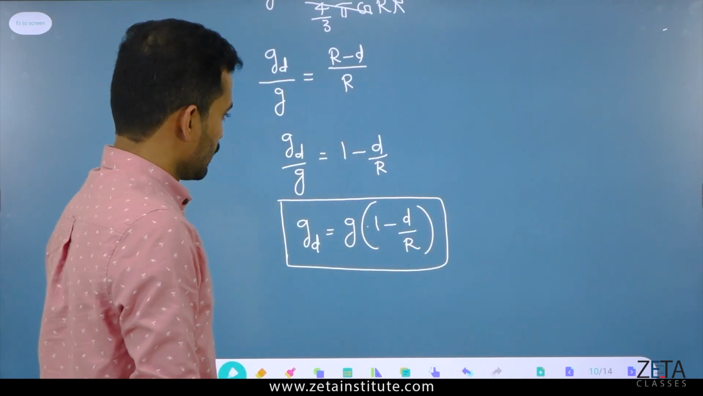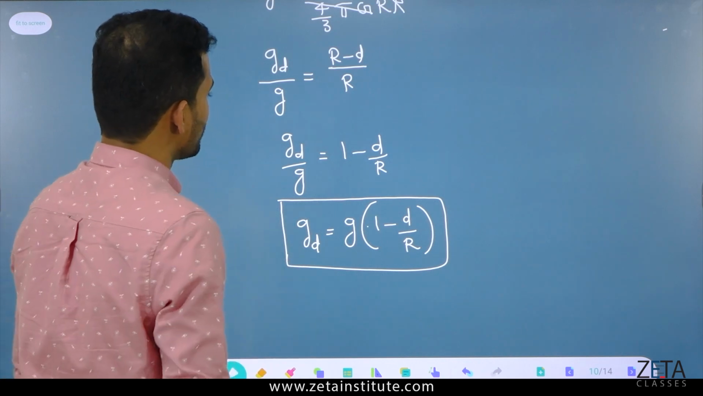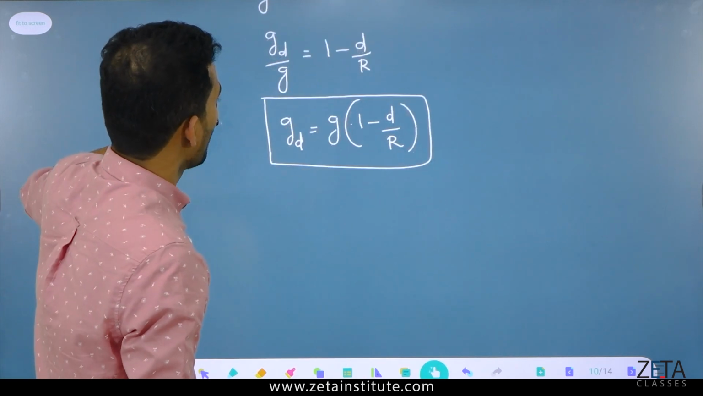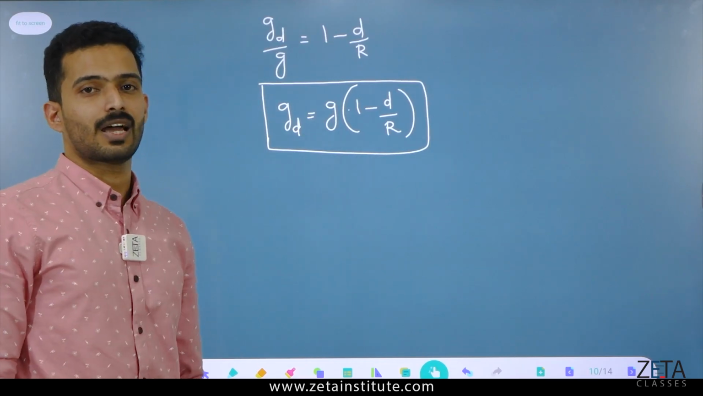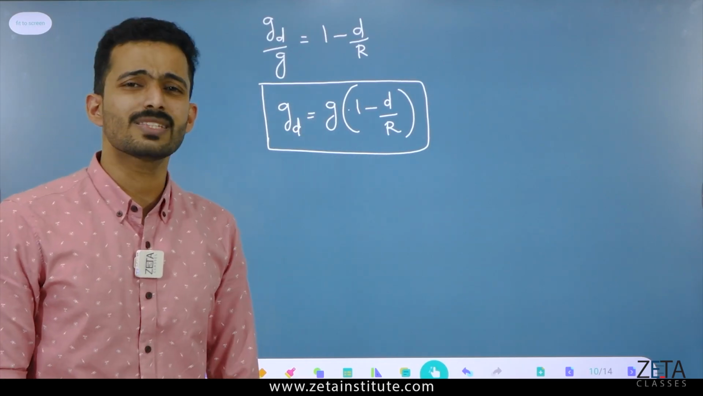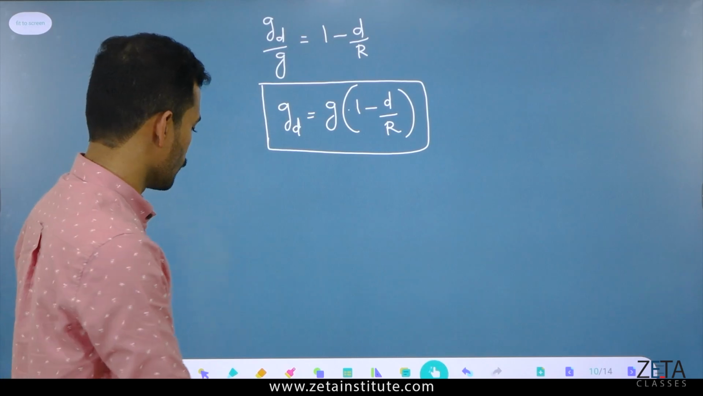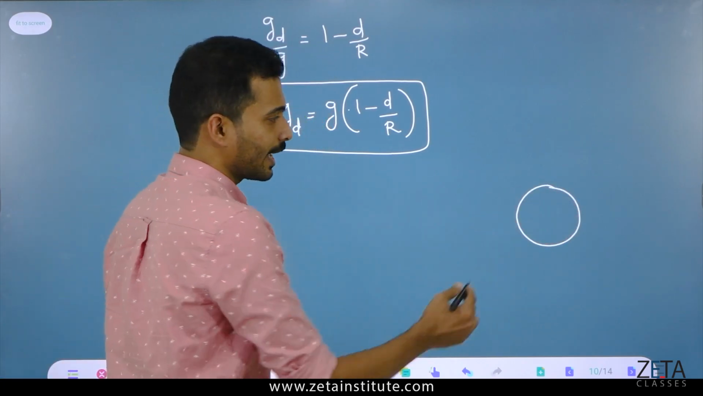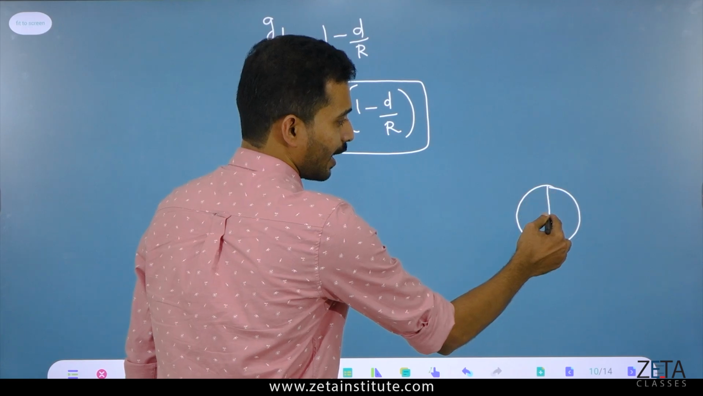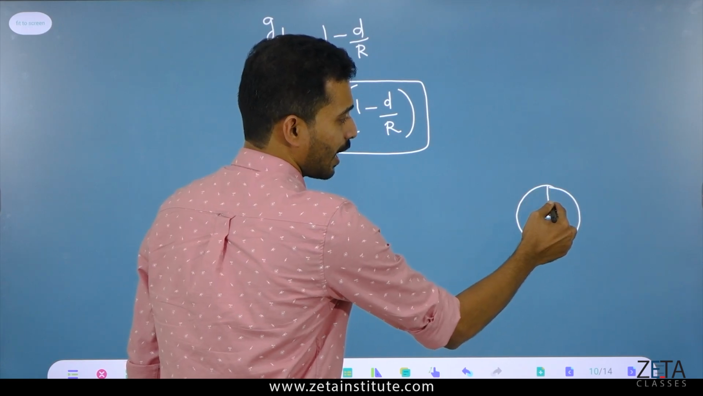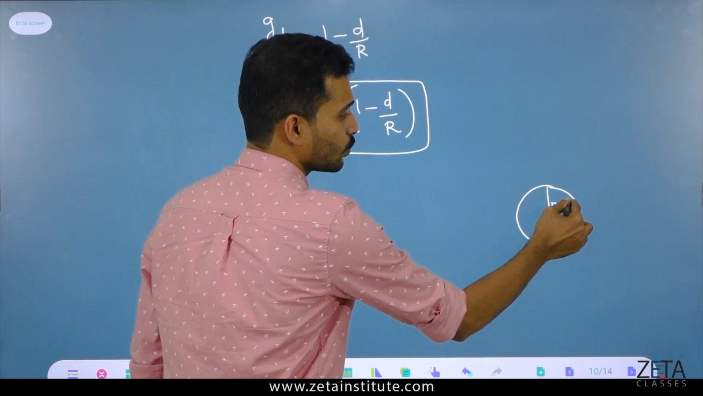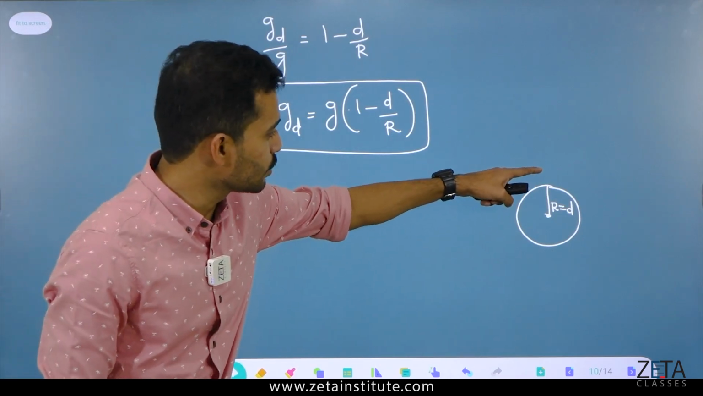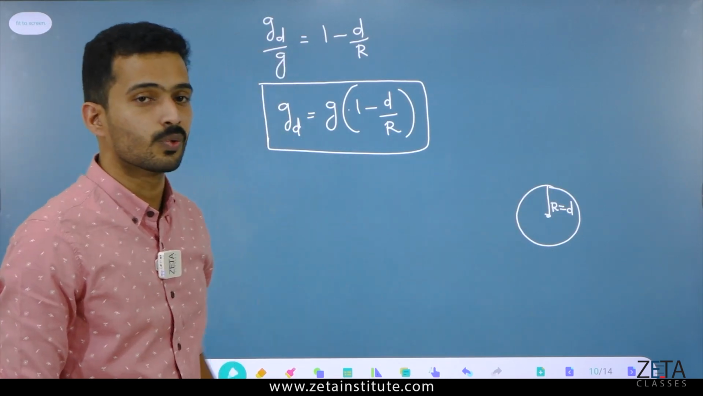Then from here, gd is equal to g into 1 minus d by R. My next question: at the center of the earth, what is the value of acceleration due to gravity? So consider this is the earth. At the center of the earth, the depth is equal to the radius.